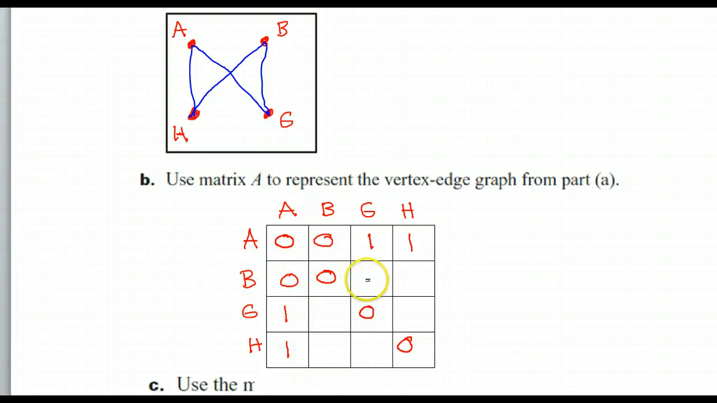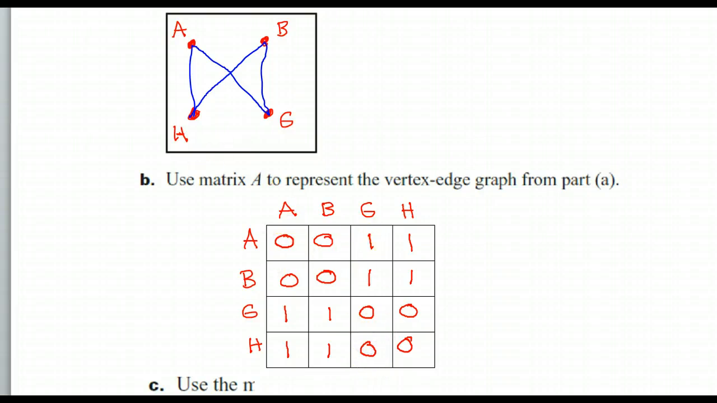What about BG? BG, there's a flight. That means GB, there's a flight. What about BH? BH, there's a flight. That means HB, there's a flight. What about GH? No flight between G and H. So that means no flight between H and G either.